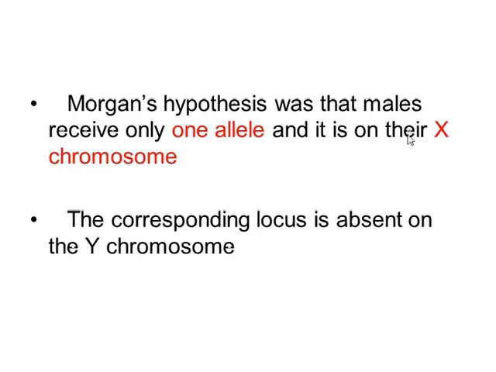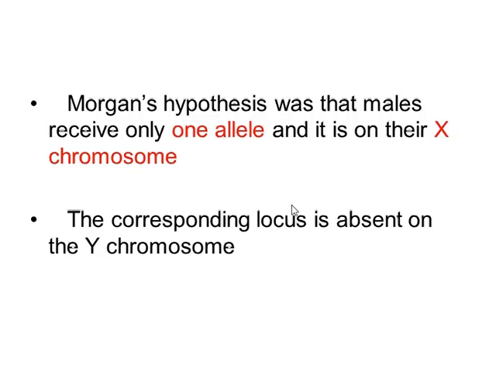His hypothesis was that males only have one allele, and it's on their X chromosome. He also thought that maybe the locus, or position, for that gene is missing on the Y chromosome, and that's why you see these differences in reciprocal crosses.